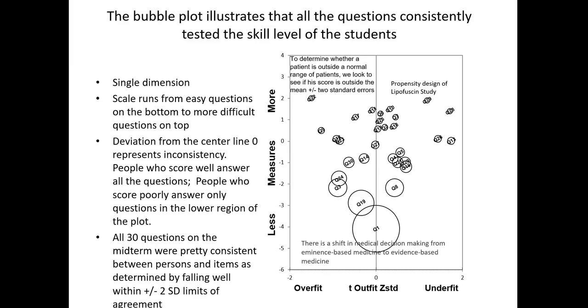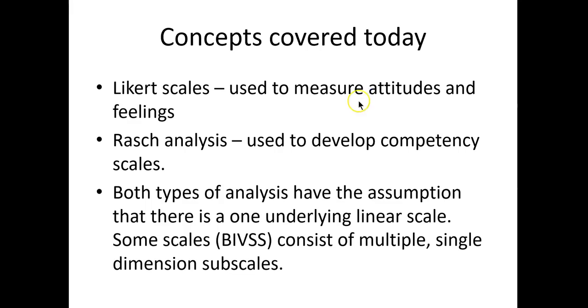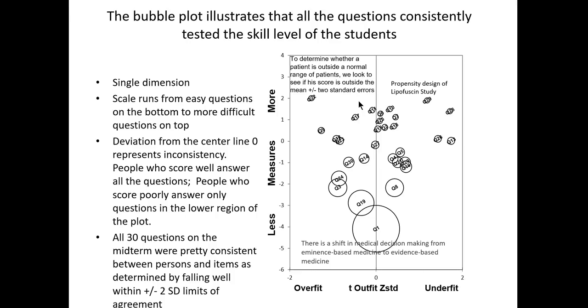Now here is the midterm. We had a question to determine whether a patient is outside a normal range of patients. We look to see if his score is outside the mean plus or minus 2 standard errors. Now that turned out to be a pretty difficult question. I think this would be a true statement if this was standard deviations. So a lot of people missed this. I think they just got careless. The word errors is at the end of the sentence, and I think you just looked at it and said, well, most of them are right.